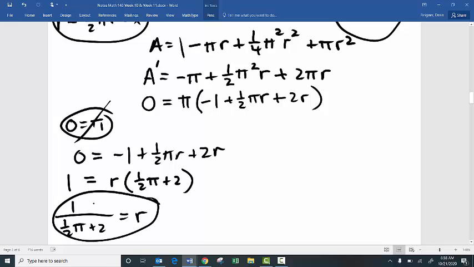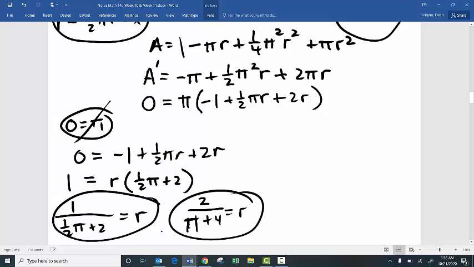So now what you can do to make r look nicer, you can multiply top and bottom by 2 to get rid of the fraction. So if you multiply the top by 2, you get 2. If you multiply this whole bottom by 2, you get pi plus 4. So that's another formula for r. Okay, so either one is fine. If you want to make it look a little nicer, that looks a little bit nicer. So you can see that one was really algebra intensive.